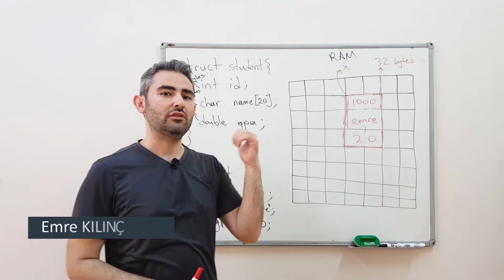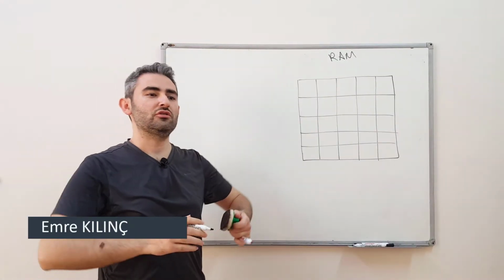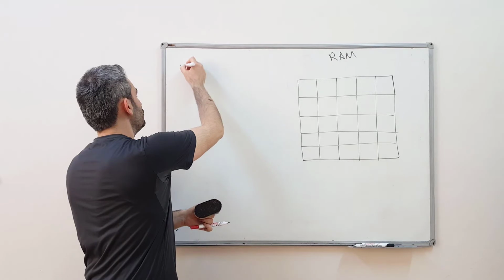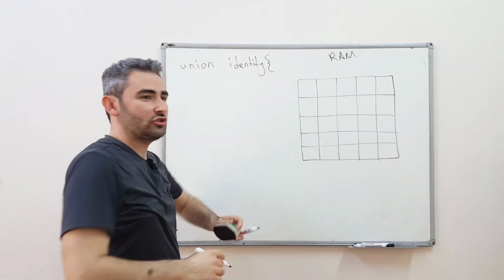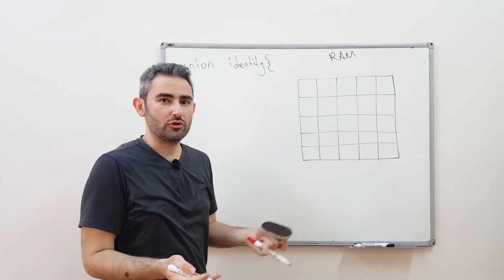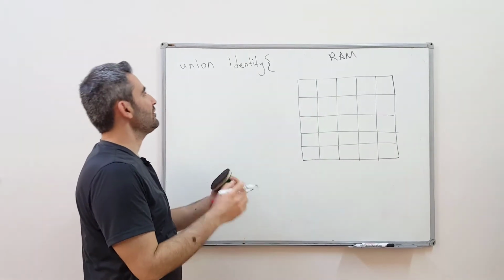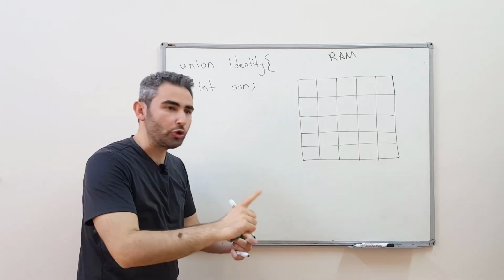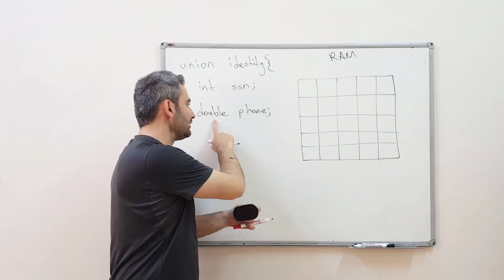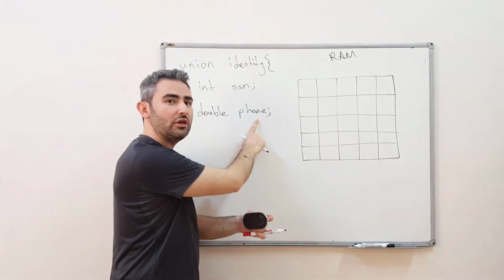And now let's have a look at the unions. Okay, unions are just like structures. You can define a union, let's say identity, to store the identification of a person. So you decide to prepare a system that holds the social security number of a person, or, is the keyword here, a double variable to hold the information of his phone.